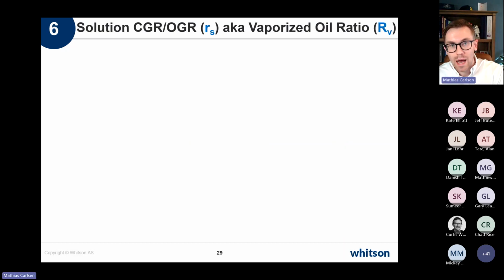Great. The absolute last thing that we're going to introduce here, and that's because it's important, especially for these tight unconventionals, is a term that SPE defines as the solution CGR or OGR, and the symbol for that is the little rs. In a lot of industry software, it's referred to as the vaporized oil ratio, typically with a big RV. In Whitson Plus, you'll see that we use both. We try to use both throughout the software.